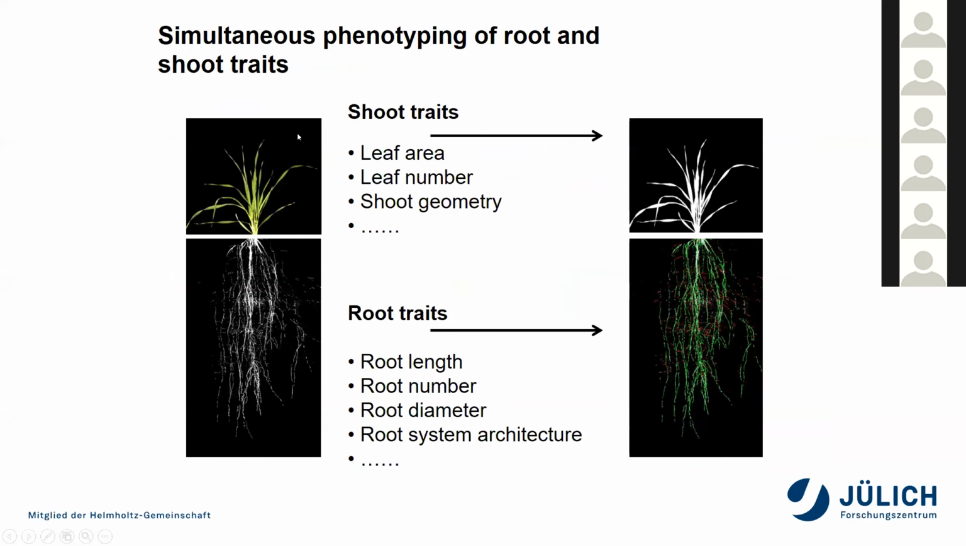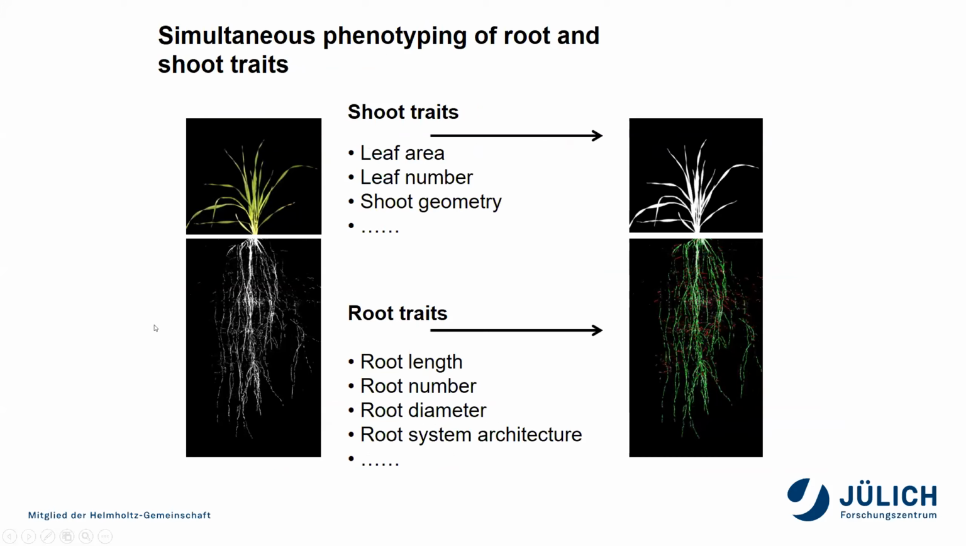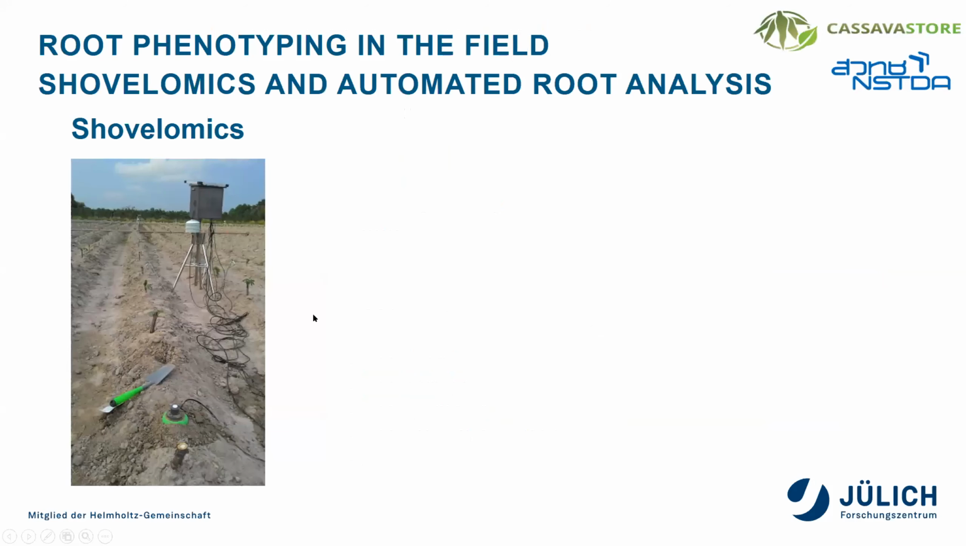We get a lot of traits, shoot traits as well as root traits from the system. So it's not only looking at rhizotrons, at roots below ground, but it's also at the same time looking above ground, because obviously it's very important to have both sides of the plant imaged at the same time and getting quantitative information.